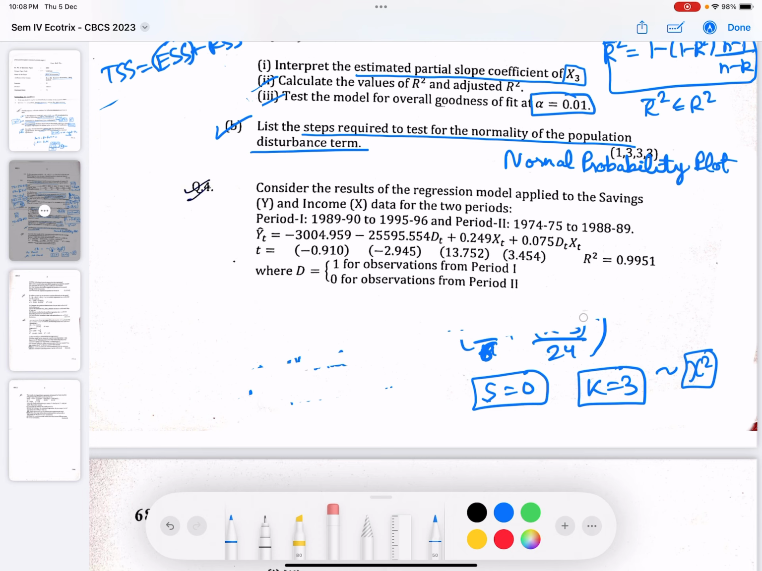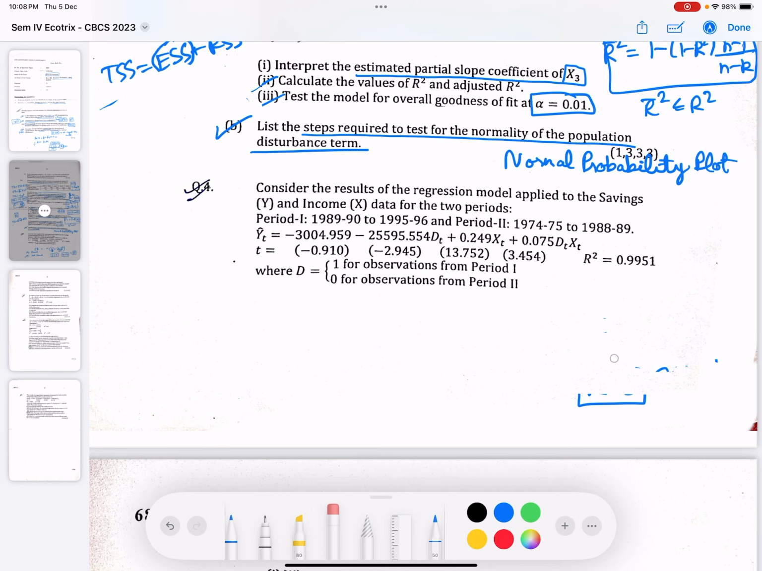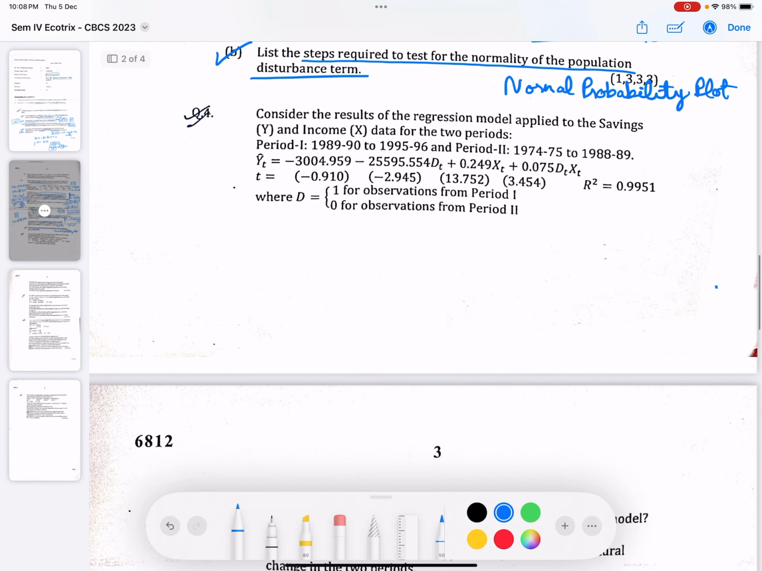So they have introduced a dummy variable in this case. You can look at the question. They are giving you the relationship between income and savings. So we know savings would be positively dependent on income, which means if income is high, it is expected that savings would be higher. So they have 2 time periods and they have used this interaction term as well.